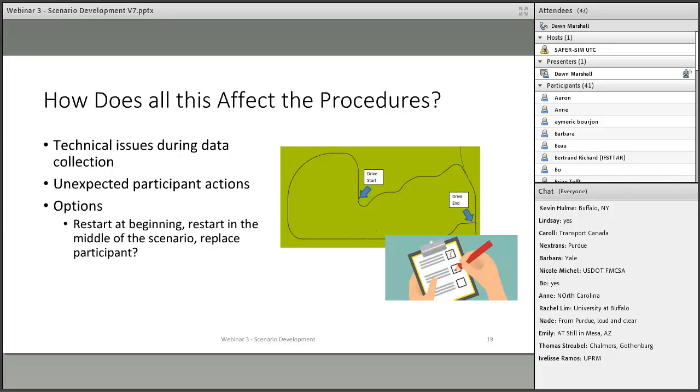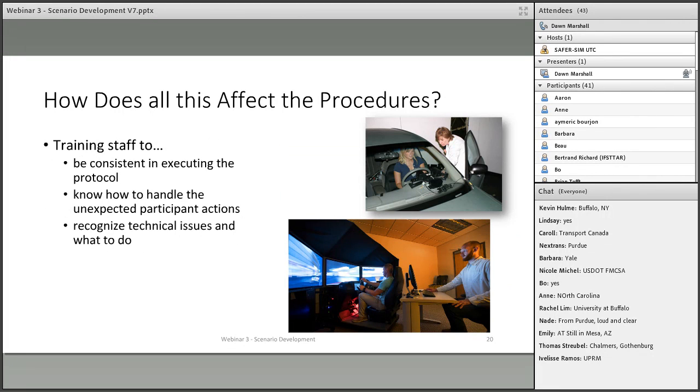I've been talking a bit about procedures, but one of the reasons is you want this stuff to be consistent. It's very important that your experimental protocol is consistent. And the next webinar will talk about procedures and protocols, but these things are important when you're developing your scenario, because you have to think about, during your scenario development, how you're going to deal with unexpected situations.